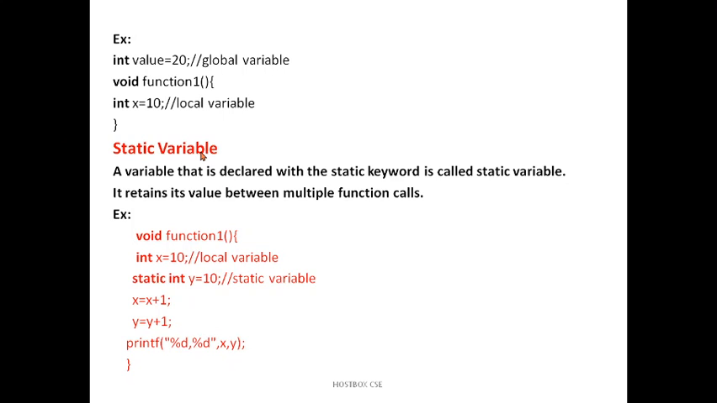Then the next one is the static variable. What is a static variable? It's a variable that is declared with a static keyword. So a variable that is declared with a static keyword is called a static variable. You can easily remember it. A static variable is declared with a static keyword, and it retains its value between multiple function calls. Let's see the example. Void function1() has int x = 10.